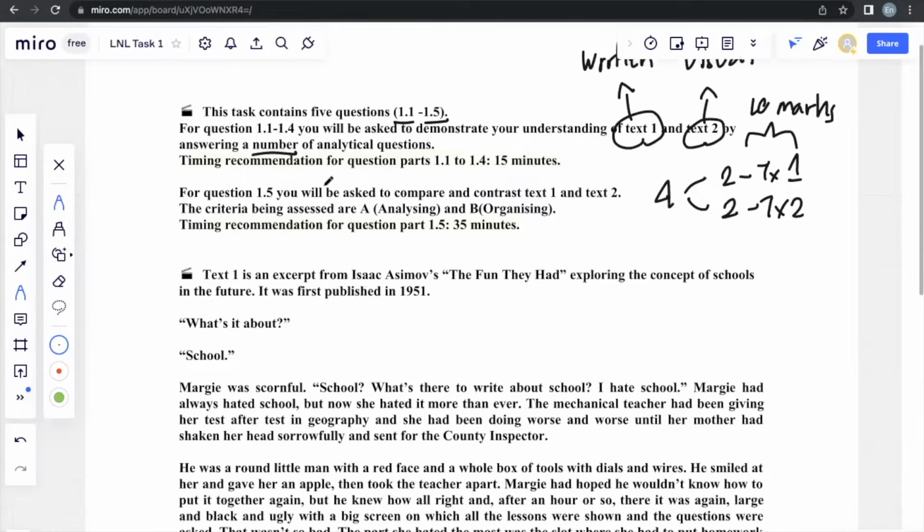The timing recommendation for question parts 1.1 to 1.4 is 15 minutes, which means that you have approximately 5 minutes to answer each question if you want to be able to answer all of them.